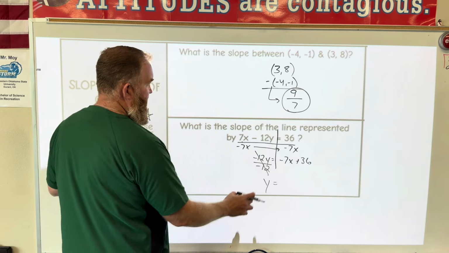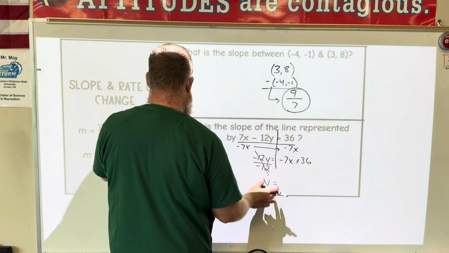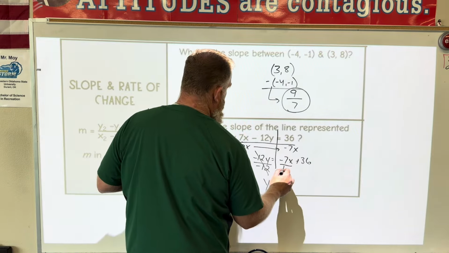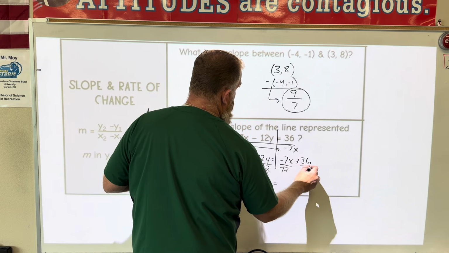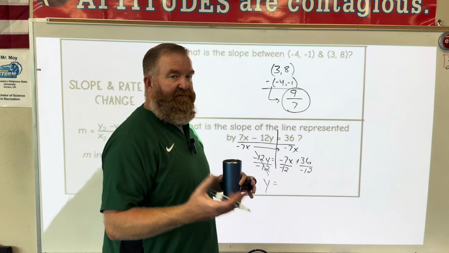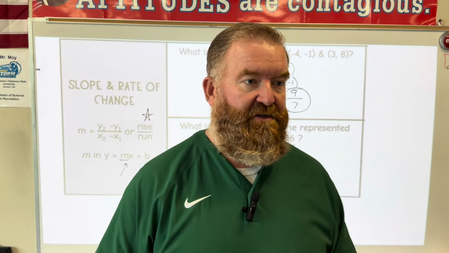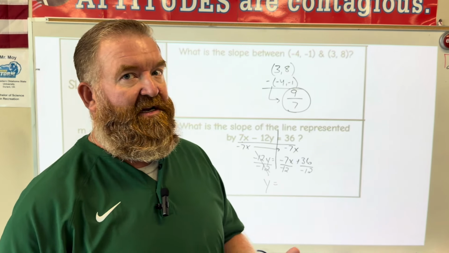Okay. So if I divide this thing by negative 12, what do I got to do? I got to do everything by negative 12 because I have to keep it balanced, right? If I do something to one part of an equation, you have to do it to the other part of the equation. Okay. That's how you keep it balanced, kind of like a scale.